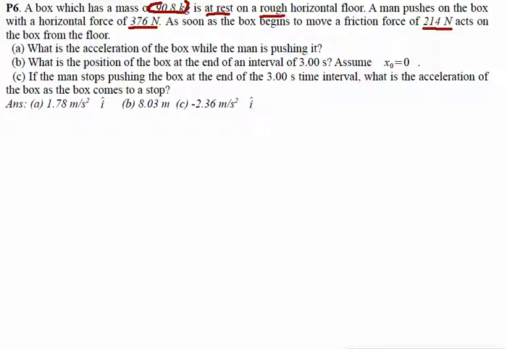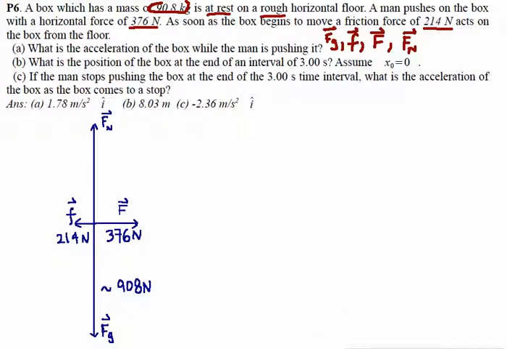So first, make a list of the forces. So we have Fg, we have a friction force, the man is pushing, let's call it F, and finally the floor is reacting to the pressure that it feels, and that reaction is called Fn, the normal force. The next step is to draw a free body diagram.